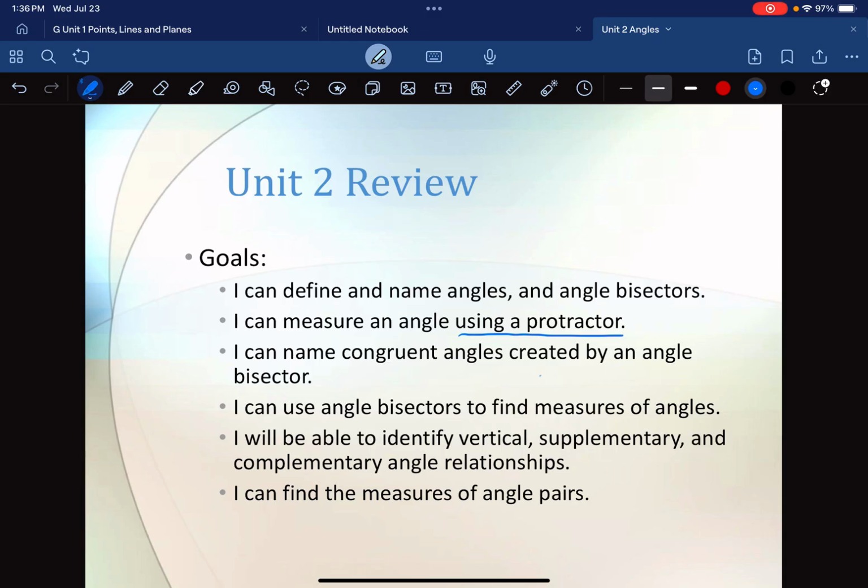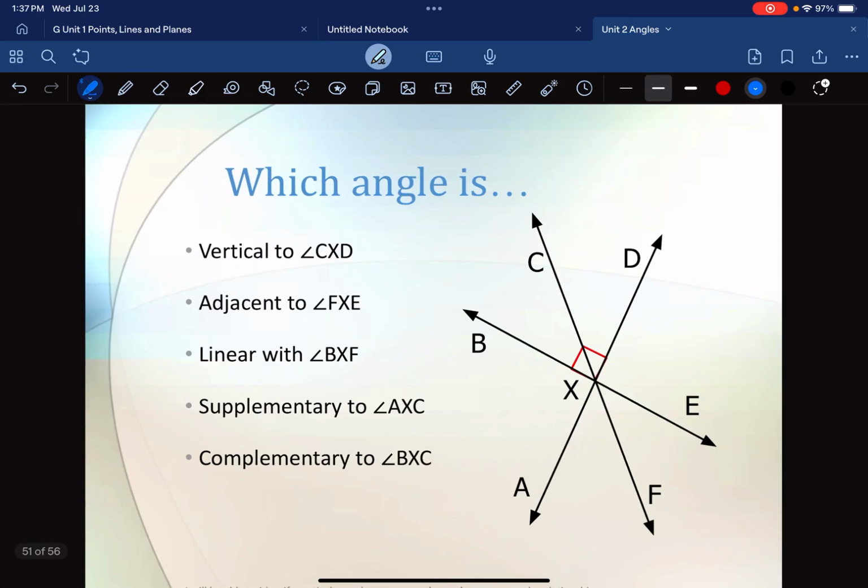So we do have a quiz coming up, and I thought it'd be a good time to go through those angle pair names again and measures of angles and see how you guys do on those. So let's just jump ahead and look here at some of the angle pairs.